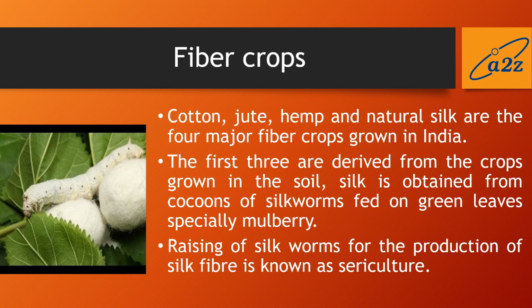Next is fiber crops. Cotton, jute, hemp and natural silk are the four major fiber crops grown in India. The first three are derived from the crops grown in the soil. Silk is obtained from cocoons of silkworm fed on green leaves, especially mulberry. Raising of silkworm for the production of the silk fiber is known as sericulture.